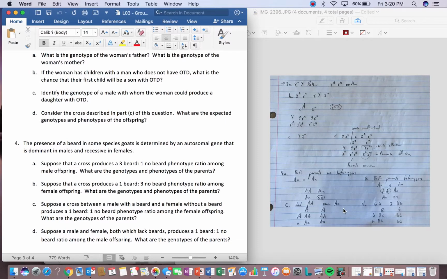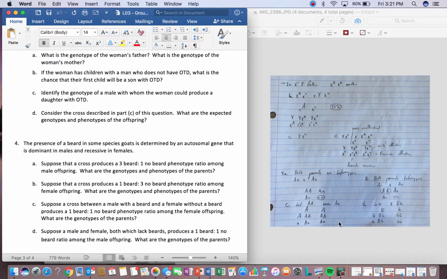Okay, as we go on to part C, it says, suppose a cross between a male with a beard and a female without a beard produces a 1-to-1 ratio among the female offspring. What are the genotypes of the parents? If it's a 1-to-1 for the females, one would have to be homozygous dominant and the other would have to be either heterozygous or homozygous recessive. So we determined that the father would have to be homozygous dominant and the mother would have to be heterozygous in order for us to get the appropriate ratio, as you can see in the diagram there.